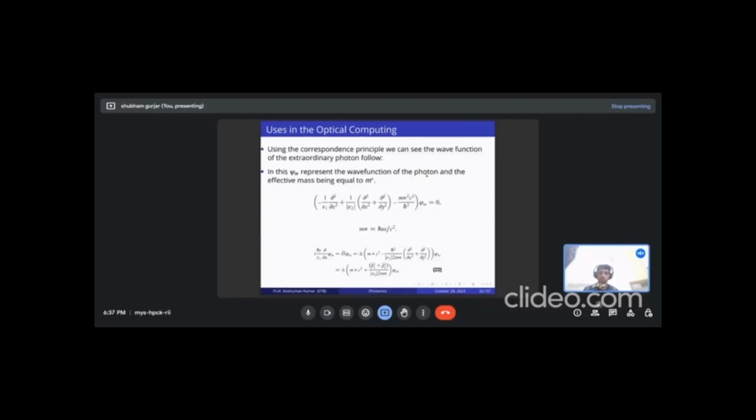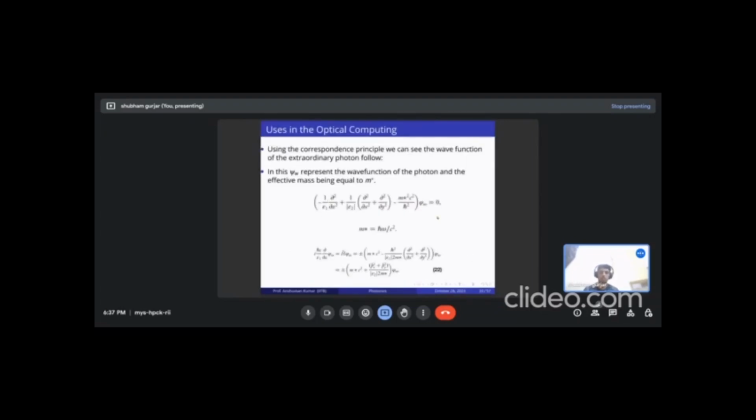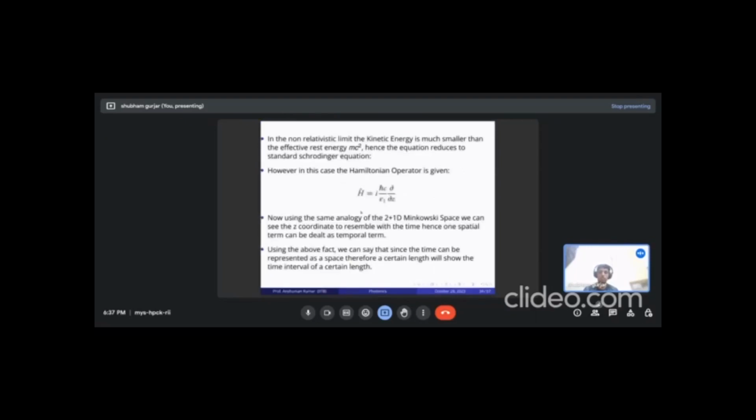So this is the equation that we looked at in the other section, and the psi here represents the wave function of the photon that will be present in the crystal. Now, in non-relativistic terms, the kinetic energy is much smaller than the effective rest mass mc squared, and this equation will reduce to the Schrodinger equation. The only difference here will be in the Hamiltonian operator, which will be of this form.